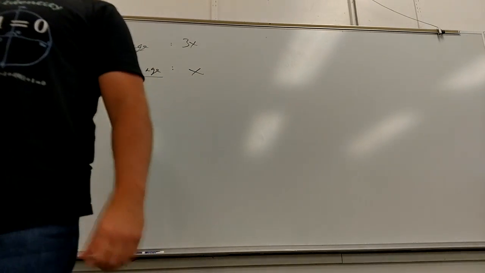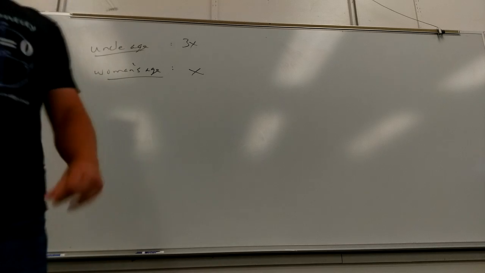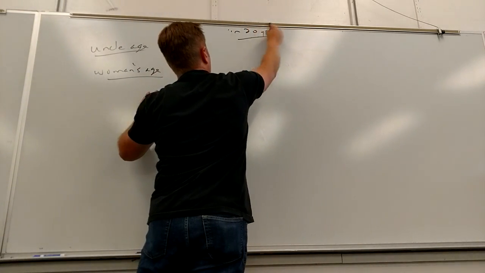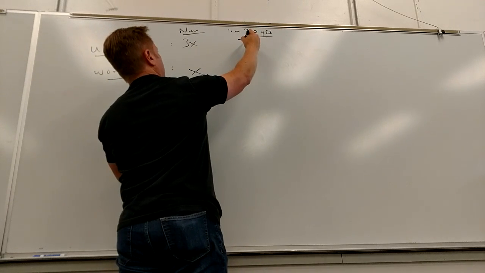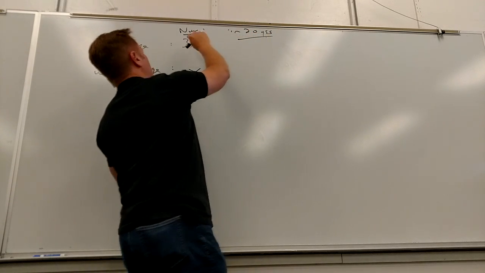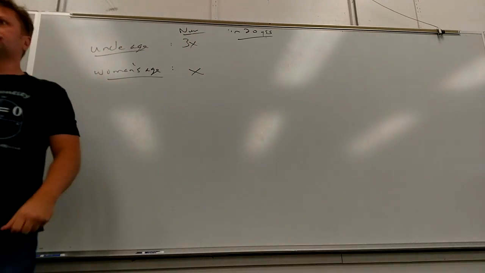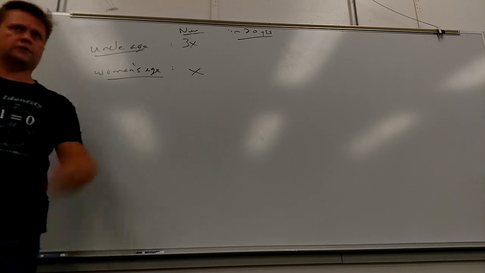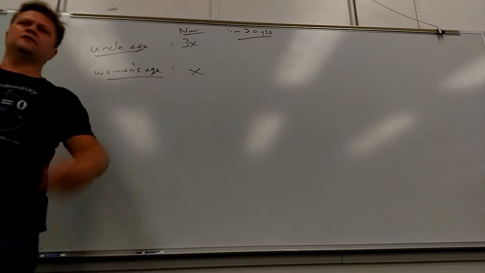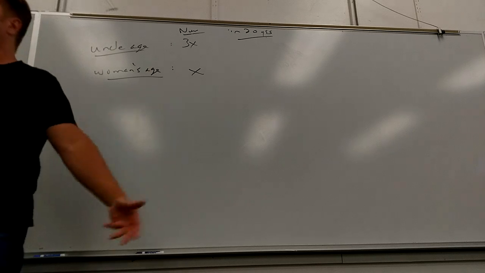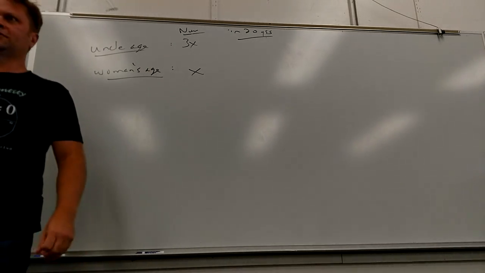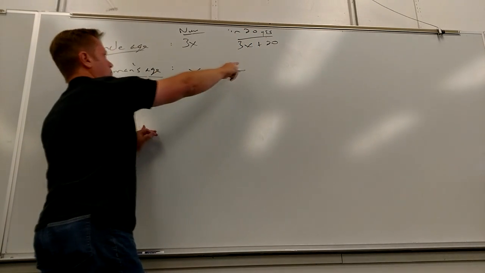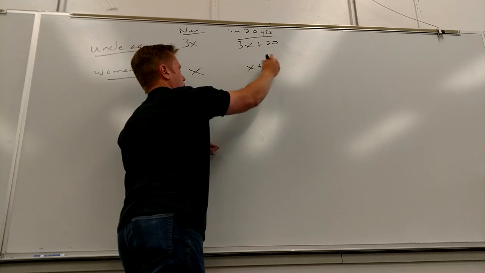This is where the formula comes from. So in 20 years, how old will each of them be? Right now the uncle is 3x years old, so in 20 years he'll be 3x plus 20. If I'm 15 now, in 20 years I'll be 35, so I add 20. So 3x plus 20. And then amazingly enough, the woman will be how old? X plus 20.